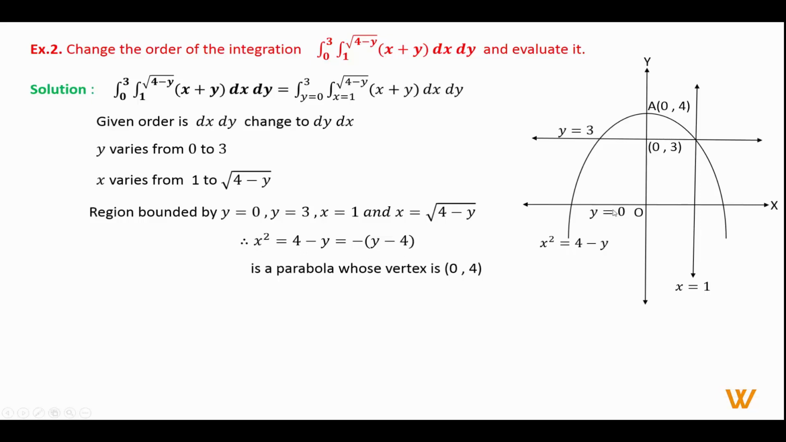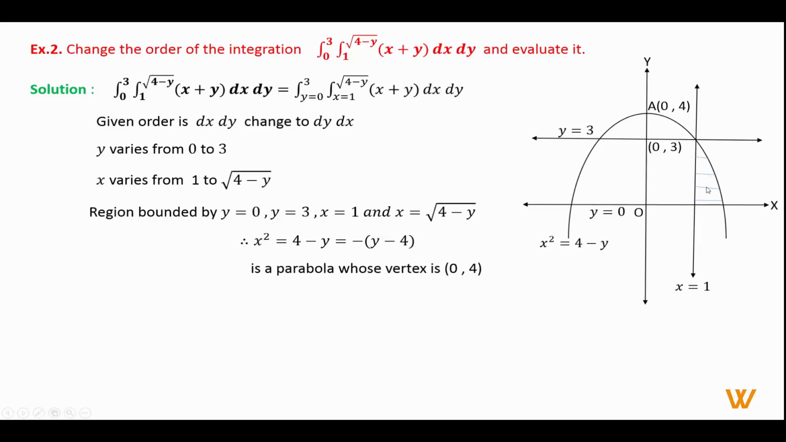Now the region in between y is 0, this line, next line y equal to 3, these two lines, next x equal to 1 and the parabola. So only this portion is the required region. Now in this region find the new limits. First find the value of x instead of y.